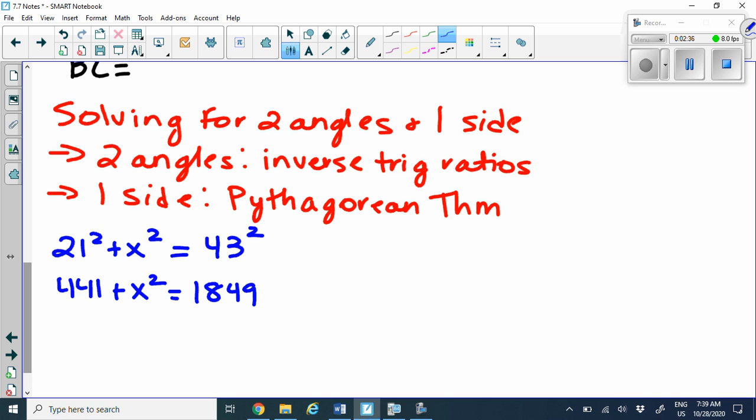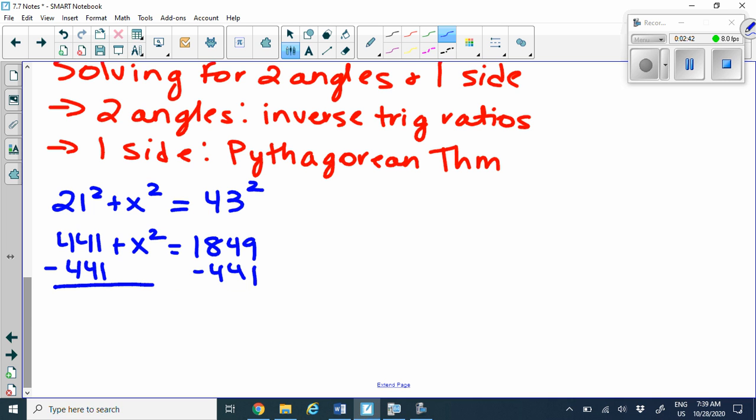Now we're going to subtract 441 from both sides. So I get X squared equals 1408, and I'm going to take the square root. Now, when we're doing this, we are going to get decimals. It is possible. So we're not going to leave our final answer as a square root. We're going to get decimals if we need to. So you're going to plug in square root of 1408 into your calculator. So remember to do that.